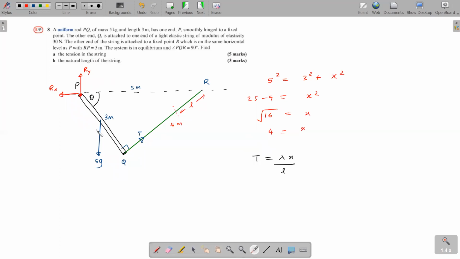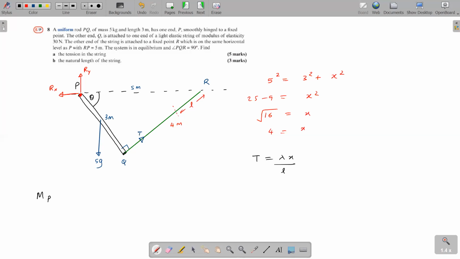So what is the most advantageous thing to use here? I want to find tension. Right now tension is an unknown, and the normal reactions Ry and Rx are also unknown. There are 3 unknowns. So to find T alone, it's best to consider moments around P. If you take moments around P, Ry and Rx will not make an effect on the sum. So let's take moments around P.